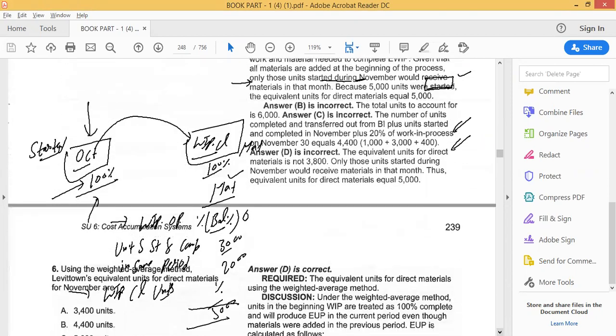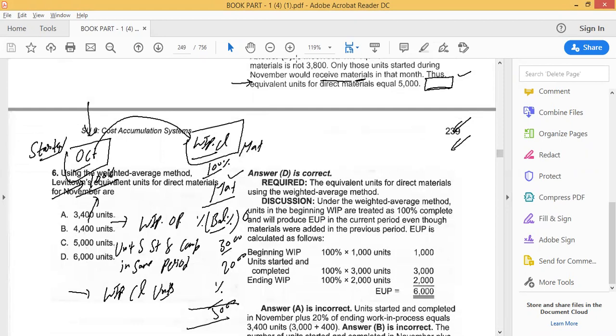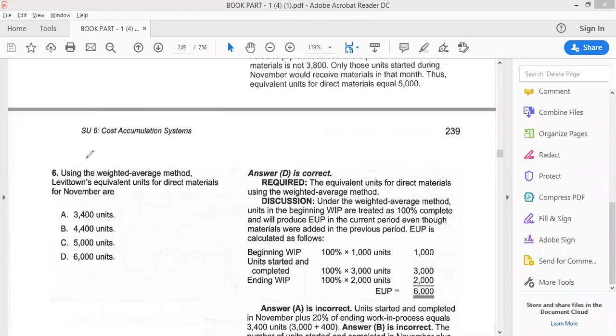We will go for another question, students. Now he is saying that using the same information, we have to solve question number 6. Let us read question number 6. In question number 6, he wants us to calculate equivalent units of production for direct materials by using the weighted average method. So let us go as per the weighted average method.